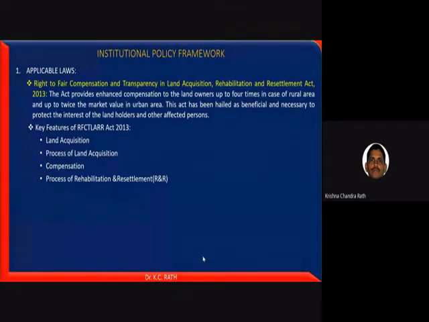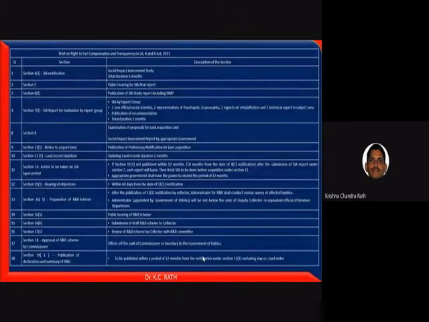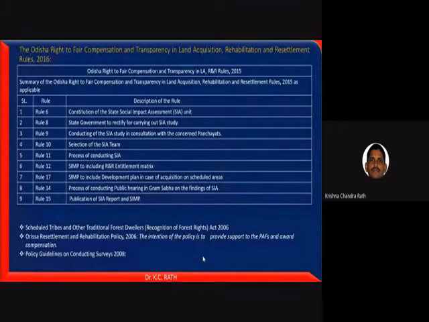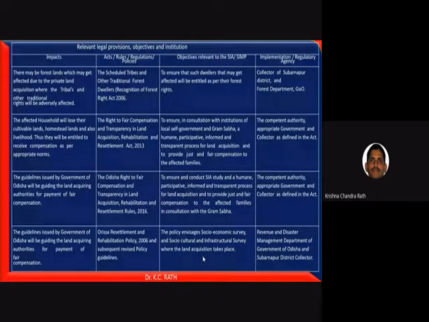We don't have much time to go through it. These are all the sections and their descriptions, which are available on the net. You can check it. I'm just showing it for your glance. The things go like this. These are acts, rules, legal provisions, objectives, institutions.